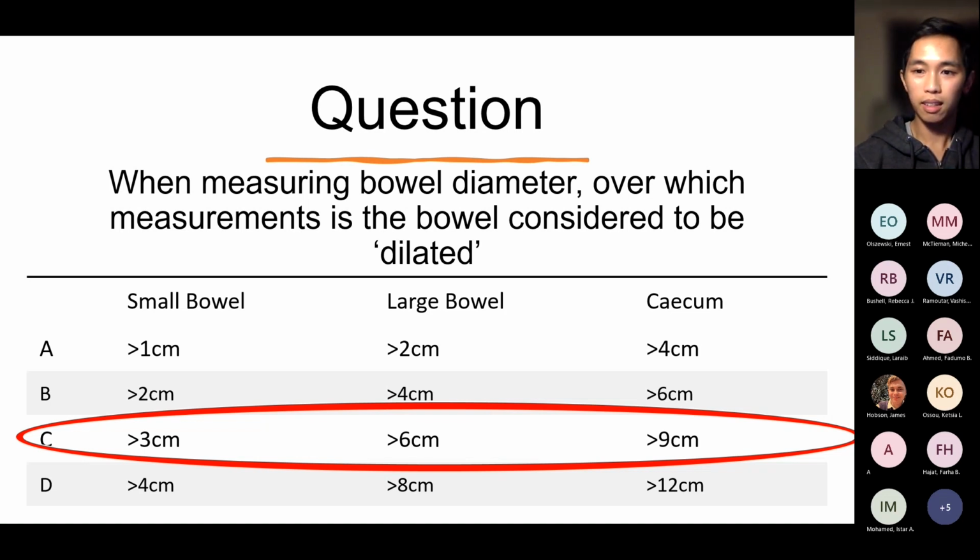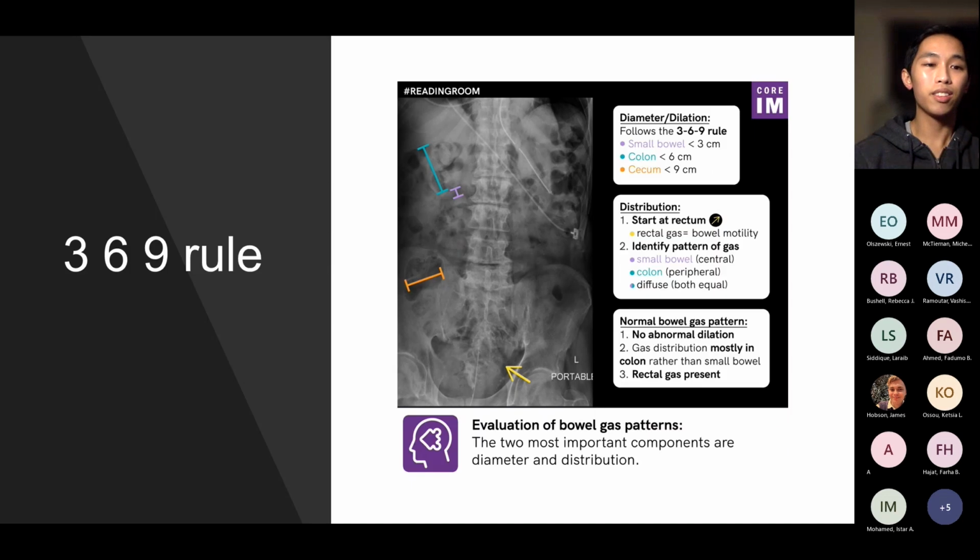The poll has sort of tapered off now. So the answer to this is C. Above 3 centimeters in the small bowel, above 6 centimeters in the large bowel, and above 9 centimeters in the cecum. This can be remembered as the 3-6-9 rule. So 3 in the small bowel, over 6 in the large bowel, and over 9 in the cecum.